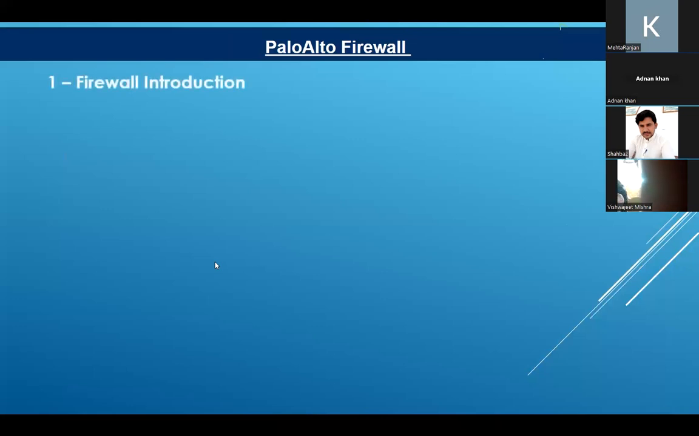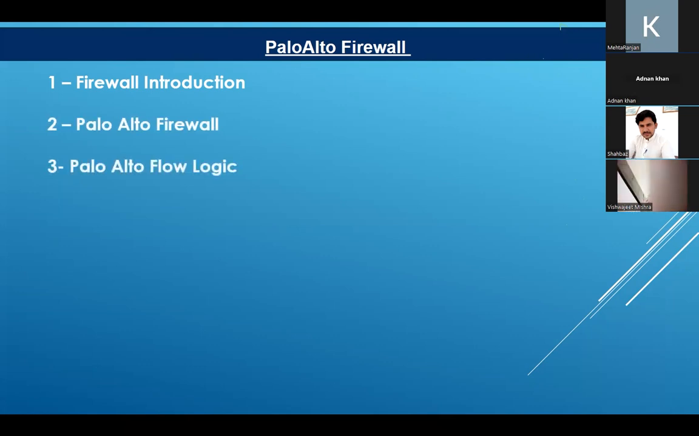First, firewall introduction. We will understand what the requirement of a firewall is and where we have to place the firewall. Then Palo Alto firewall: we will understand what type of appliance we have and what operating system we are using. Then flow logic: we are going to learn how the packet passes through the Palo Alto firewall.